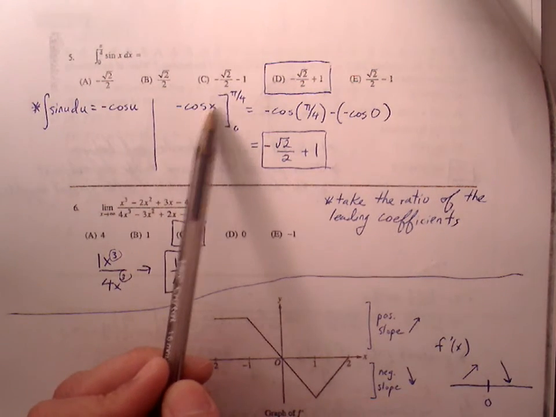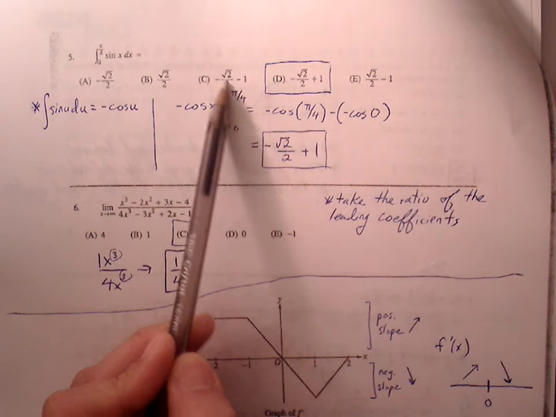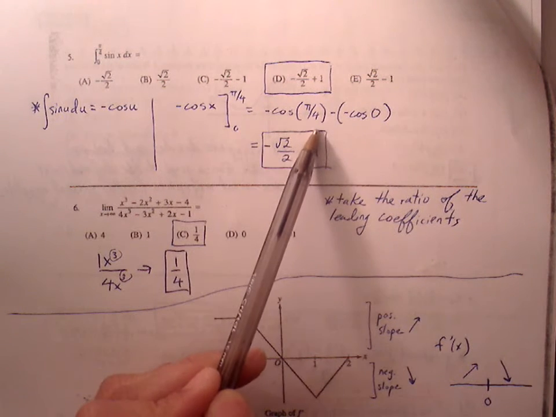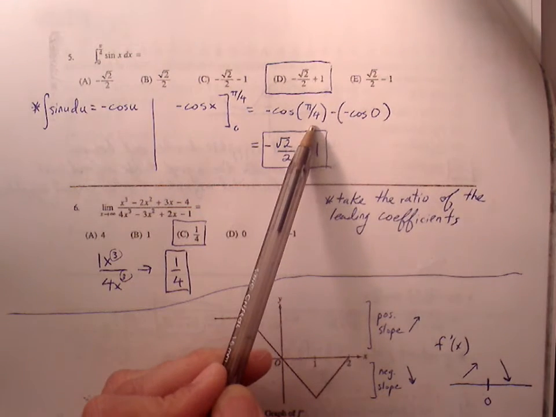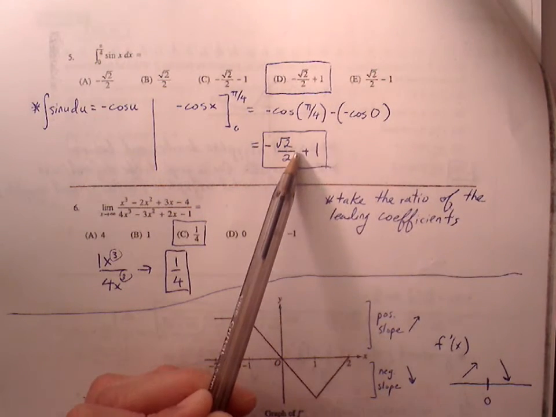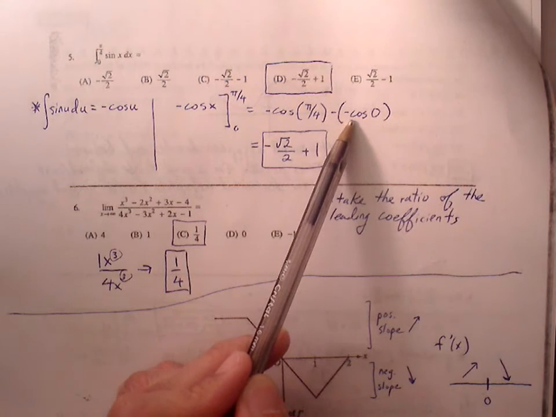Once we find the antiderivative, we can plug in our upper and lower bound. π/4 gets plugged in for x first, minus, then we plug in 0 for x. So negative cosine of π/4 is negative root 2 over 2, plus cosine of 0, which is plus 1.